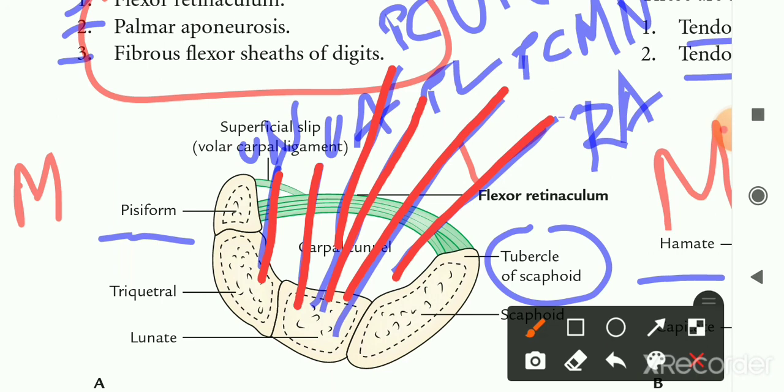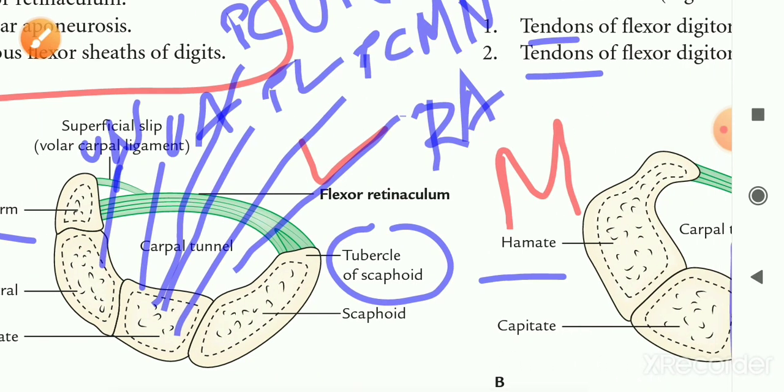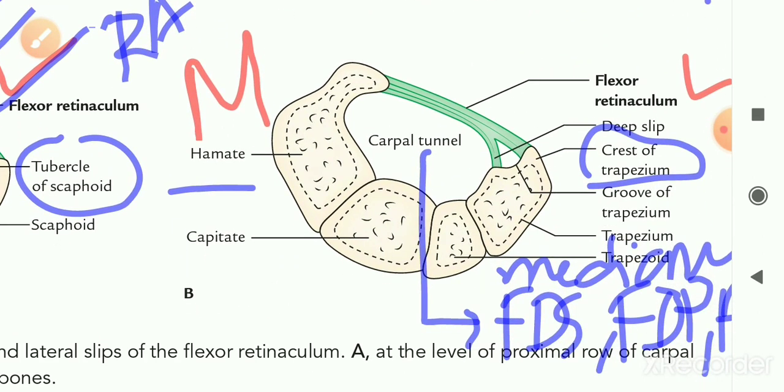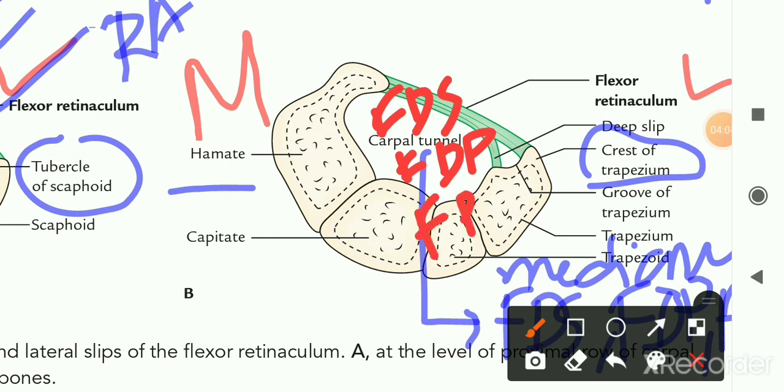Okay, so these are the structures that pass above the flexor retinaculum, or superficial to the flexor retinaculum. Now let's know what are the structures that pass through the carpal tunnel, or just below the flexor retinaculum. So these are the flexor tendons of the muscles of the forearm. So what are they? Number one is the tendon of the flexor digitorum superficialis, tendon of the flexor digitorum profundus, tendon of the flexor pollicis longus, and one important structure, that is the median nerve.